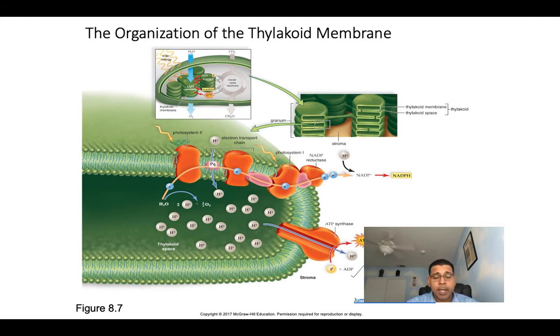The ATP synthase complex crosses the thylakoid membrane. We can see that here very nicely. It contains an interior channel and a protruding ATP synthase. This is an enzyme that helps to join ADP to a phosphate, creating ATP, which we refer to as chemiosmosis.